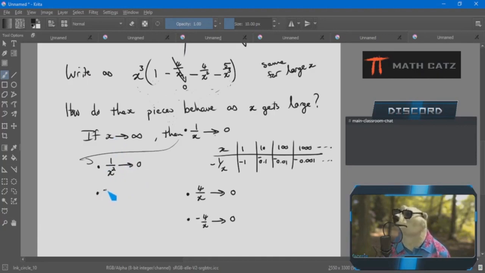Does it matter if I have a negative 4 in front of it? I see no one's answering my questions anymore. All right, maybe because it's obvious. It does not. They're all going to shrink down to 0. Same for more x's in the denominator. It all shrinks down to 0.